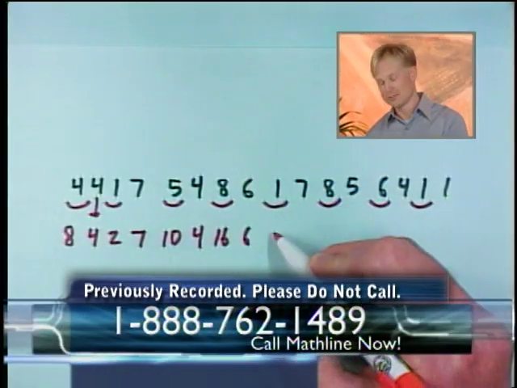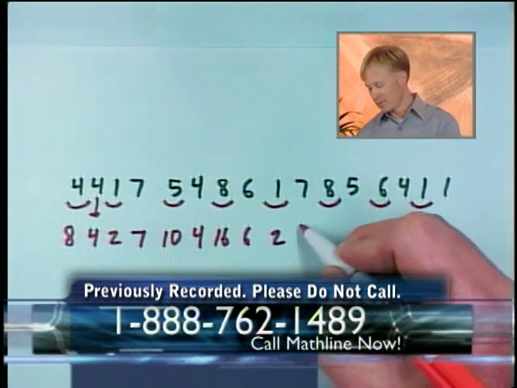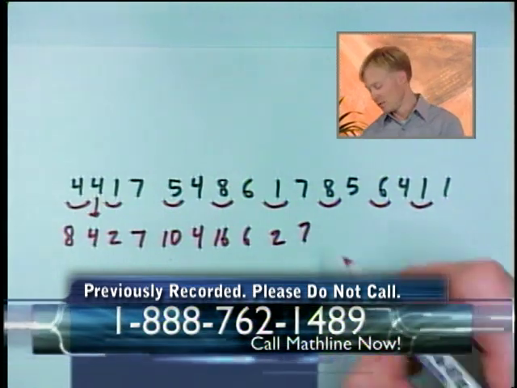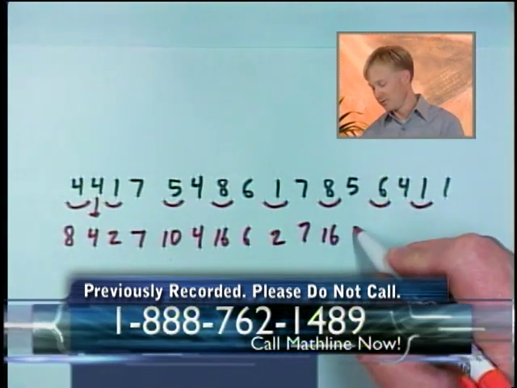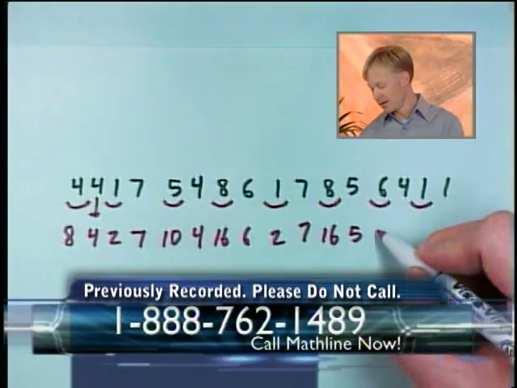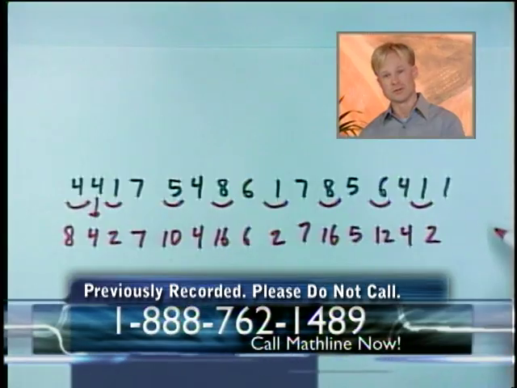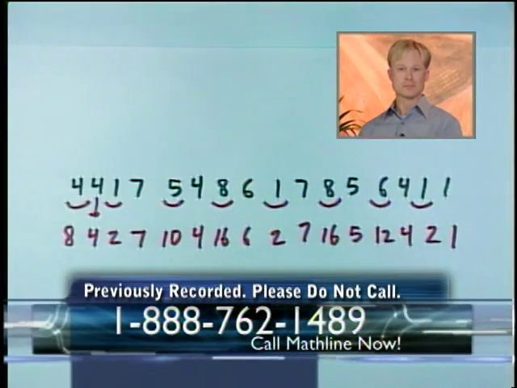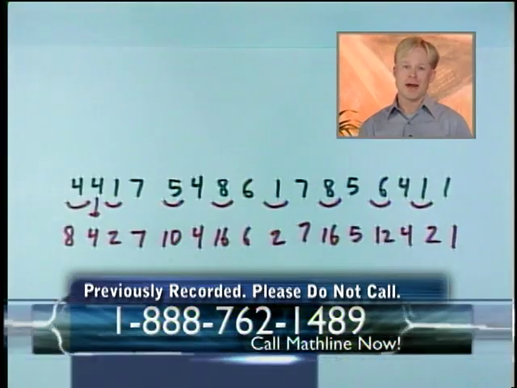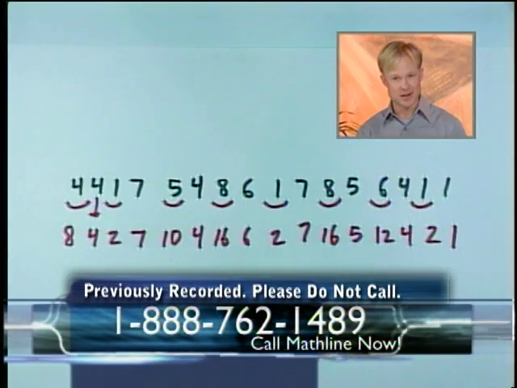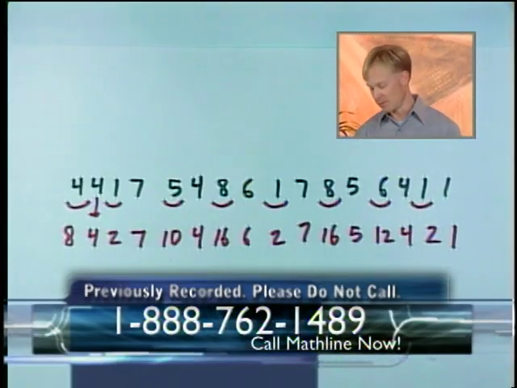Keep the 6. Double the 1 to 2. Keep the 7. Next one's an 8, double that to 16, keep the 5. Next one's a 6, double that guy, 12, and I have a 4, double the 1 to make a 2, and lastly I keep the 1. Now what we're going to do is add up this new set of numbers, but there's a little tricky part I have to tell you about.